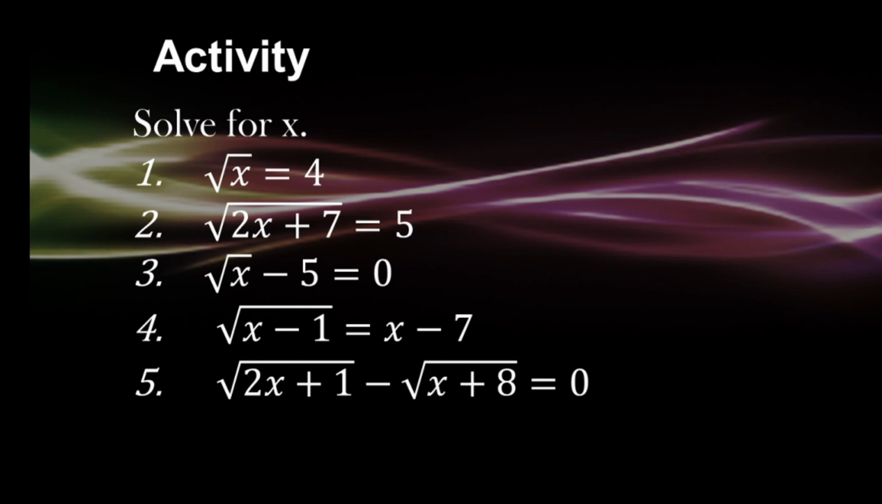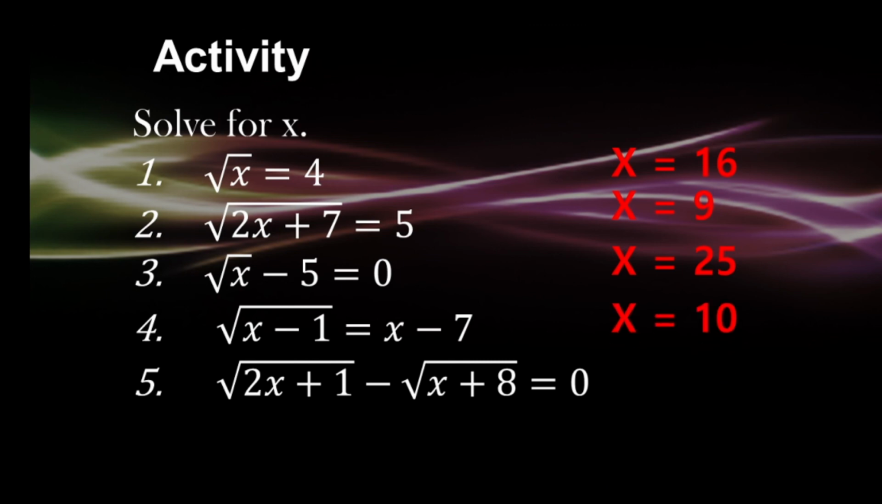Number 1, the square root of x is equal to 4. The value of x is 16. Number 2, the square root of 2x plus 7 is equal to 5. The value of x is 9. Number 3, the square root of x minus 5 is equal to 0. The value of x is 25. Number 4, the square root of x minus 1 is equal to x minus 7. The value of x is 10.